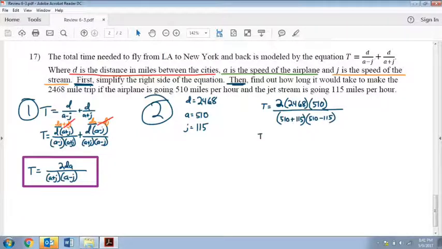So for the time, I'm going to go ahead and add these together and multiply the two, just to make things easier for my calculator. So we're going to do 2,468. 510 times 2 is 1,020. And then 510 plus 115 is 625. 510 minus 115 is 395.